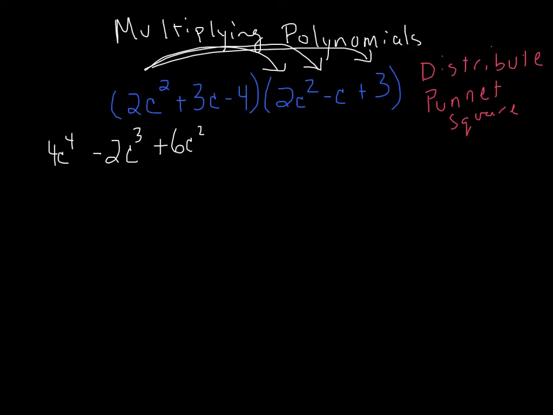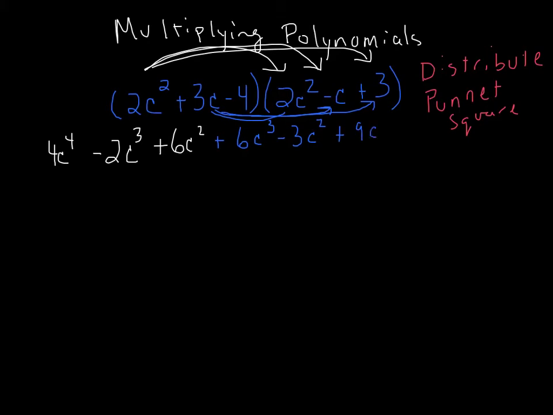Alright, now I'm going to go blue here and go on the bottom. So 3c times 2c squared, that'll give you plus 6c to the third. 3c times negative c will give you negative 3c squared. And 3c times 3 will give you plus 9c.